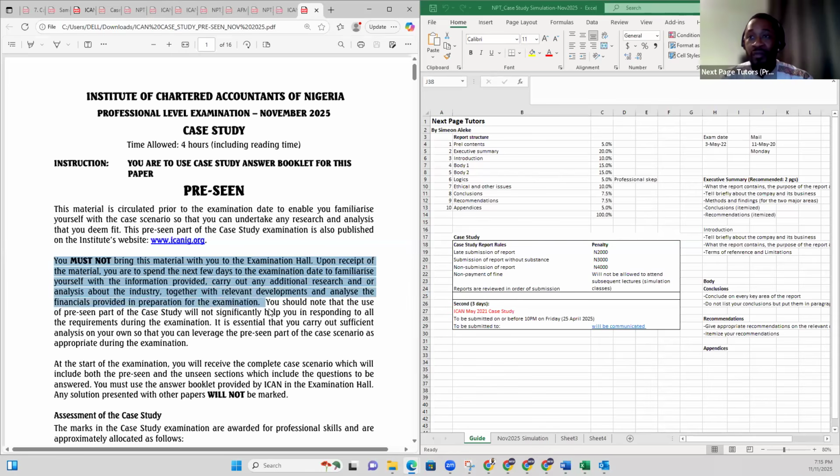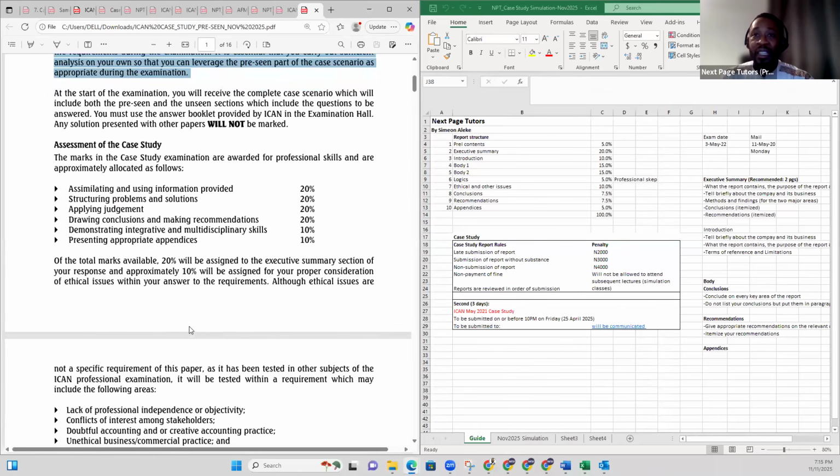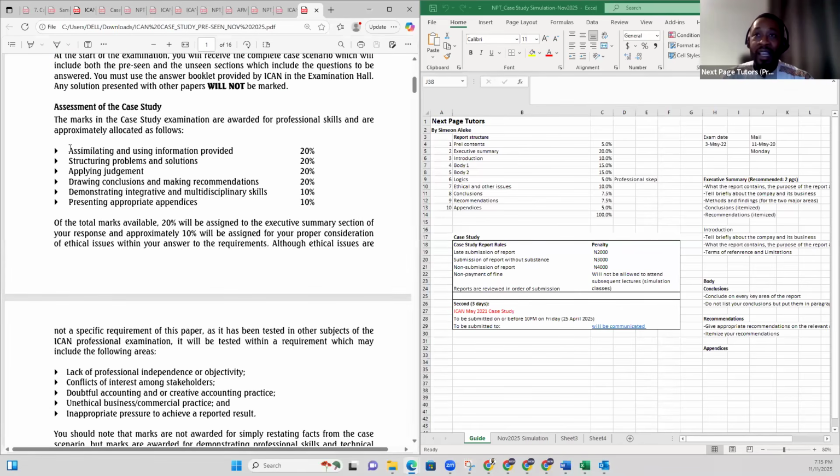You should note that the use of the Preseen part of the case study will not significantly help you in responding to all the requirements during the exam. It is essential that you carry out sufficient analysis on your own so that you can leverage on the Preseen and all of that. And at the end of the day, they gave you the fact that this is what the marking guide looks like.